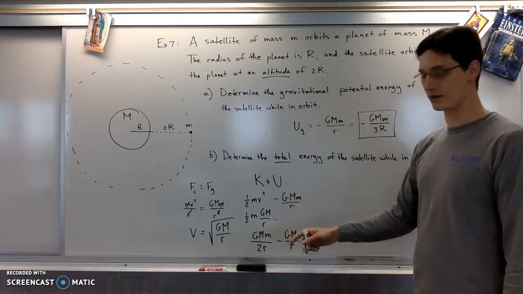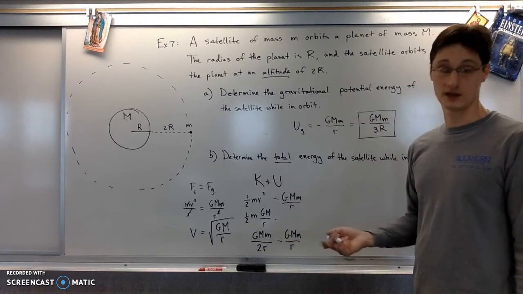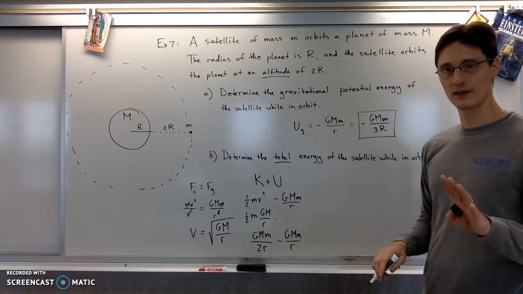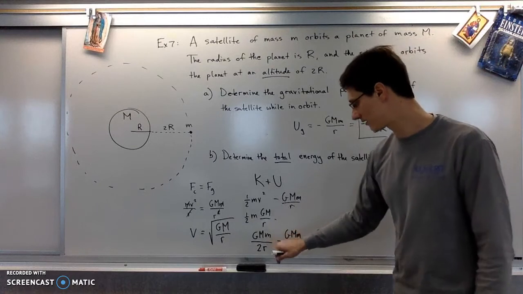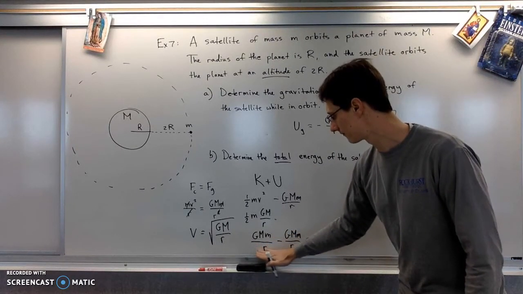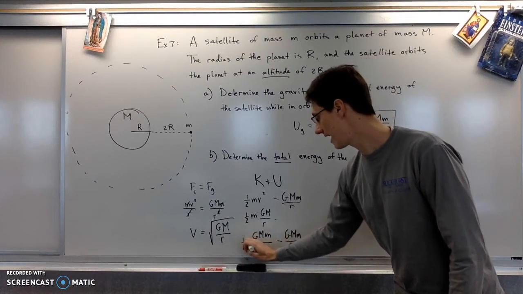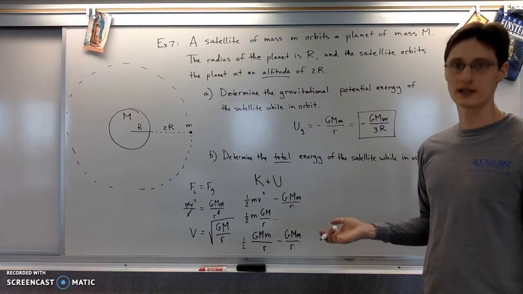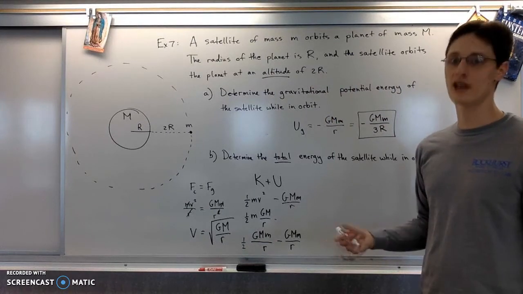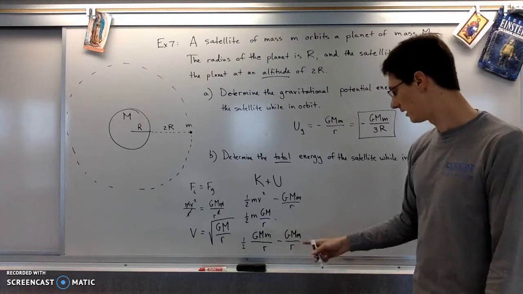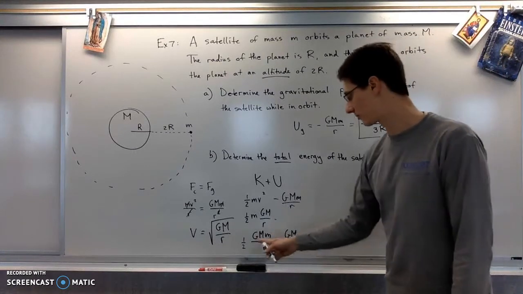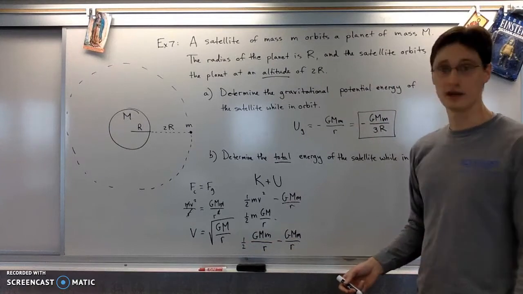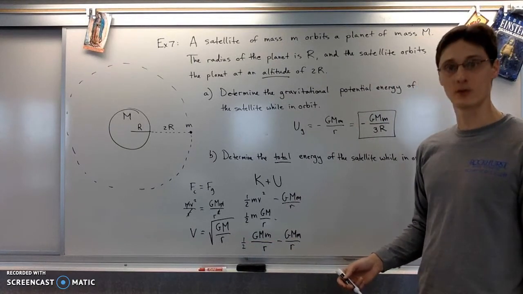Well, those look pretty similar. I think I'm going to go ahead and combine those like terms and see what we get. They're not quite like terms, but if you think about the kinetic energy as 1/2 GMm over r, which is what it is, right? GMm over 2r is half of GMm over r. Now we've got like terms: 1/2 minus 1, which would be negative 1/2.